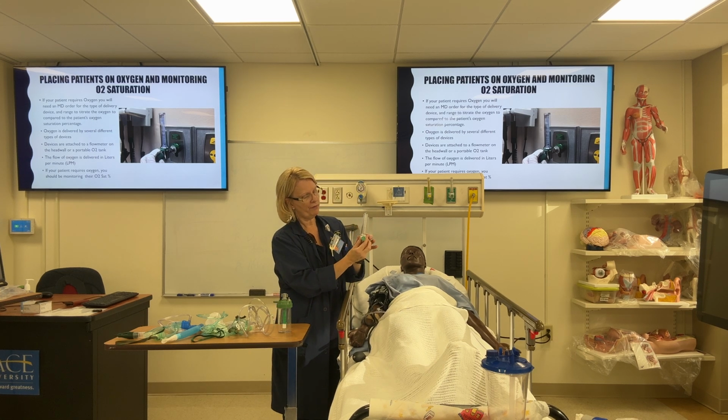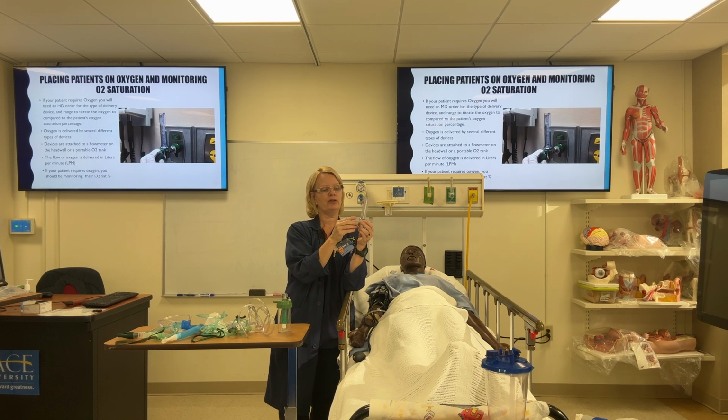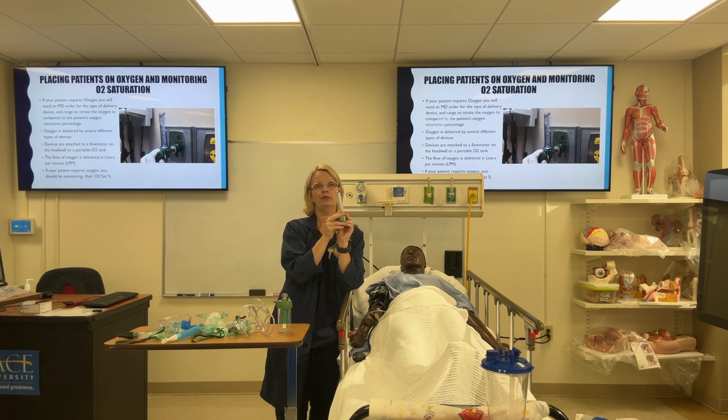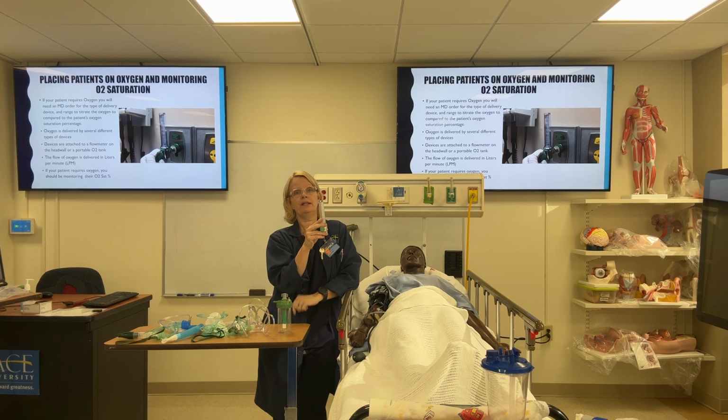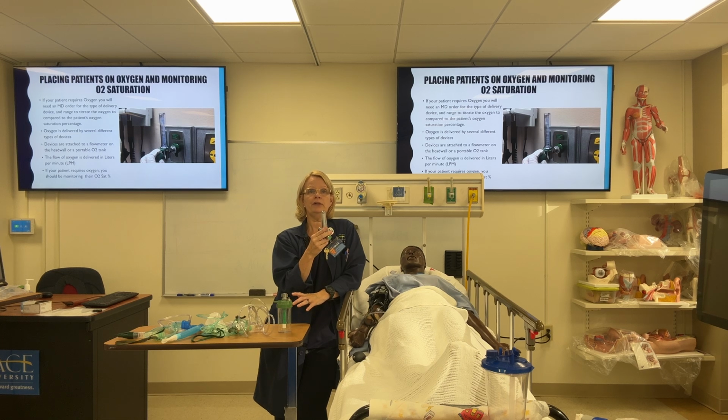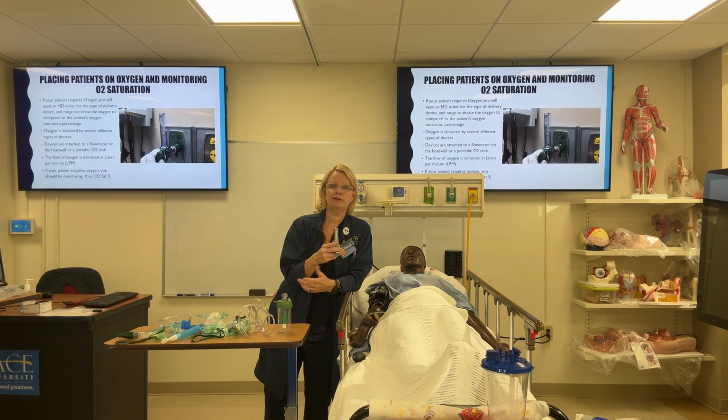The flow meter itself has a little dial, and you're going to turn it to the right to open it up. That allows the flow of gas, and you're going to see that flow represented by the numbers on your flow meter. The numbers represent liters of oxygen per minute that you are causing the flow rate to come out at. Oxygen is ordered sometimes in liters per minute, or sometimes in a percentage or fraction of inspired oxygen.